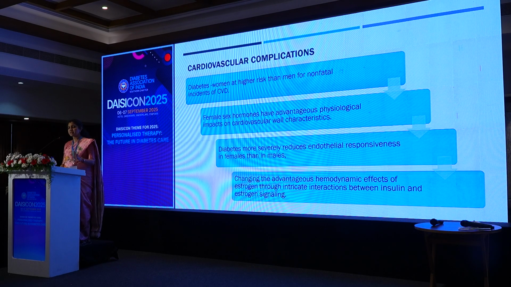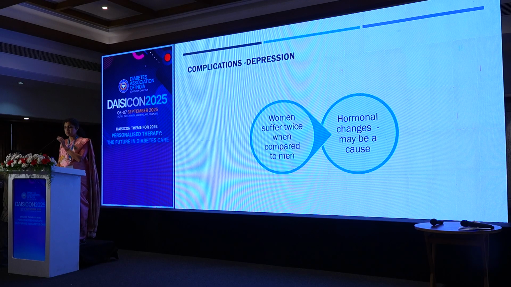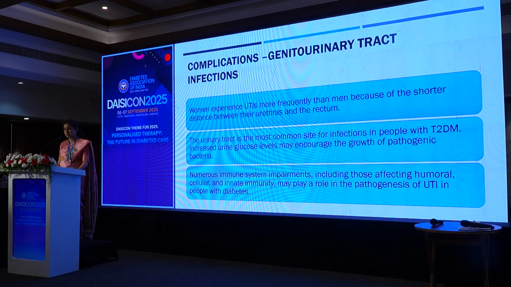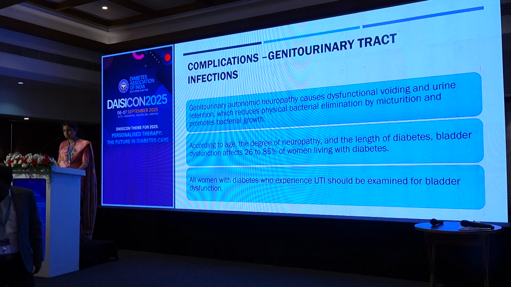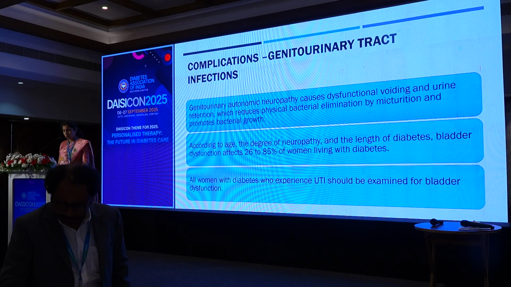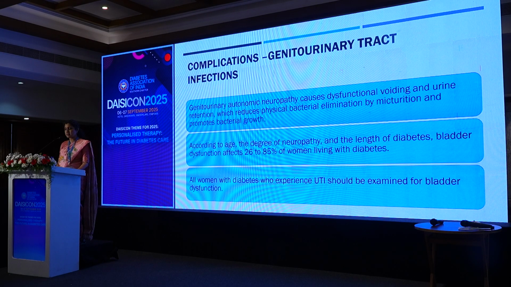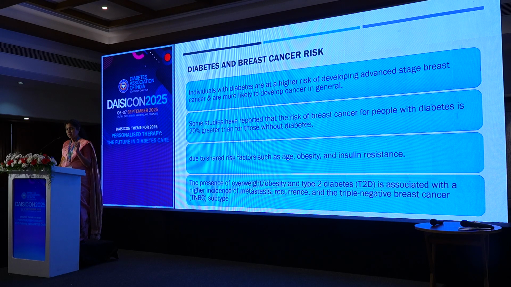Yet another complication which is more when compared to men is psychosomatic stress and depression. Though depression is seen in both males and females, it is seen more in females. And another complication, as we all know, is genitourinary infections. UTI is more common in females than in males. So as I said, women suffer twice when compared to men. Hormonal changes may be the cause, and genitourinary autonomic neuropathy causes dysfunctional voiding and urine retention, which reduces bacterial elimination by micturition and promotes bacterial growth.